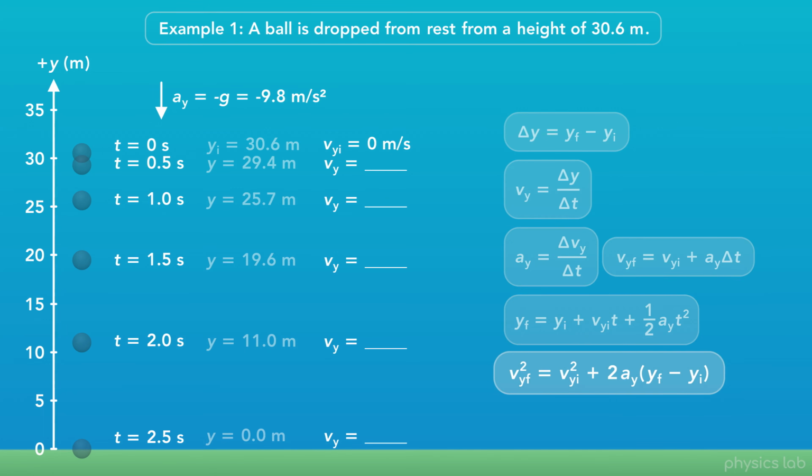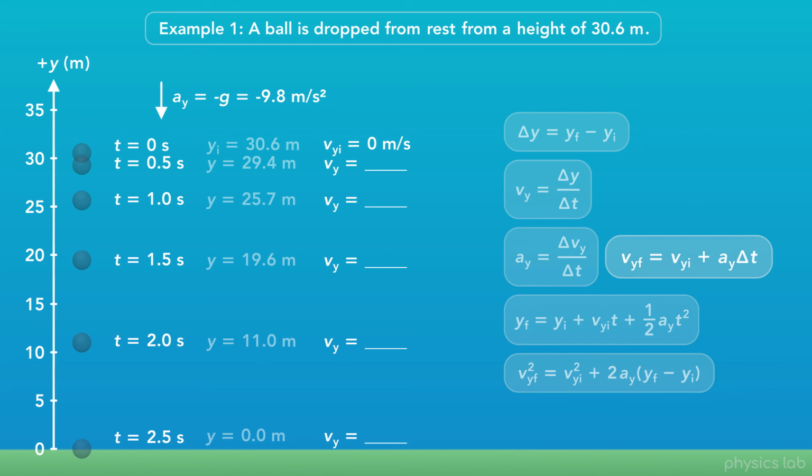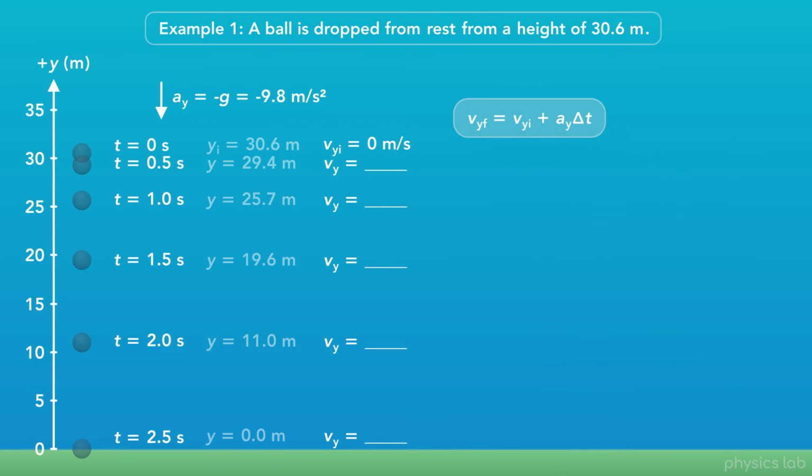And now that we have y values at each time, we could use this equation. However, we'd be plugging in values for y that we calculated and rounded. So let's use this equation and plug in the exact time values. At 0.5 seconds, we plug in 0 meters per second for the initial velocity, negative 9.8 meters per second squared for the acceleration, and 0.5 seconds for the time. That gives us negative 4.9 meters per second for the velocity at 0.5 seconds.